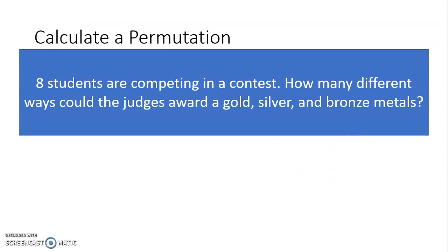Let's try another quick permutation. This is sort of a visual way to see what we've been talking about. 8 students are competing in a contest. How many different ways could the judges award a gold, silver, and bronze medal?